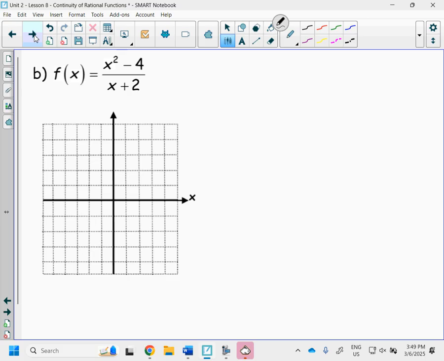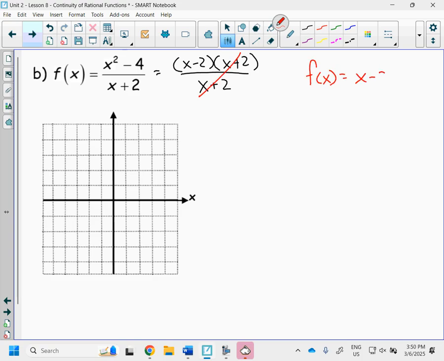Okay, you guys try this one. Exact same idea, same questions. Graph it, domain and range for me. Okay, start off by, I don't know, factoring. x minus 2, x plus 2, bottom x plus 2. Oh, that's nice, because I can cancel, leaving me with just the function x minus 2. This is what I'm graphing.